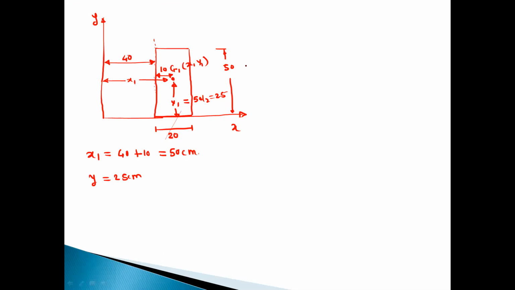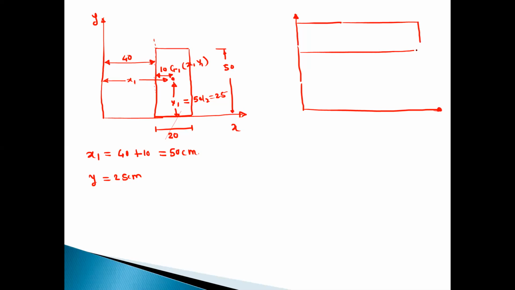Okay. Now refer to the second rectangle. The second rectangle is somewhere here. This is the center of gravity for the second rectangle. So this is G2. It has the coordinates x2 and y2. So the distance of G2 with respect to the x-axis is called the y coordinate. This is y2 and this is x2.